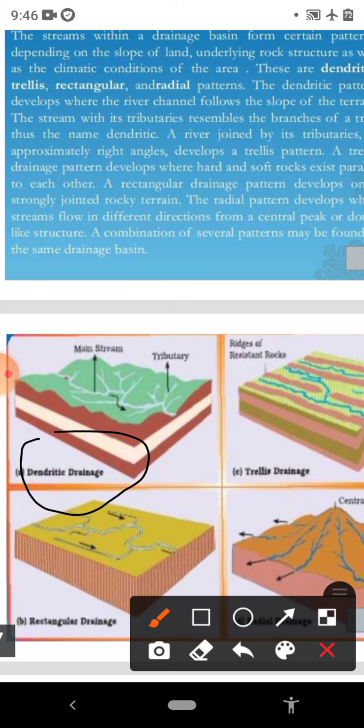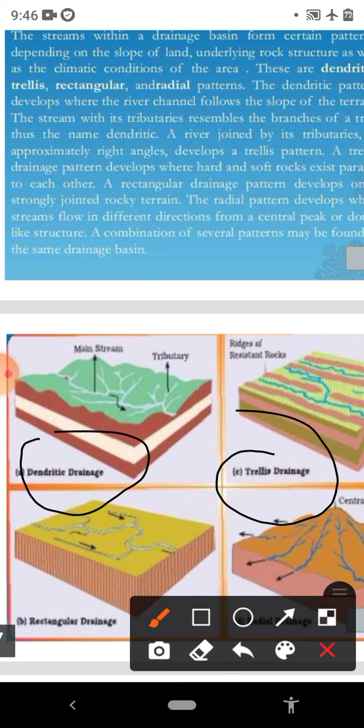Then next one is the trellis pattern. Trellis drainage pattern is developed when tributaries join the main river roughly at right angles. This pattern develops where hard and soft rock exist parallel to each other. You can take the example of tributaries of river Narmada.